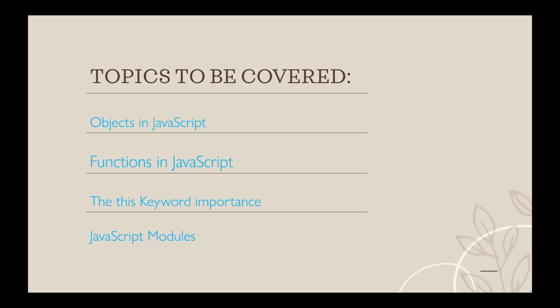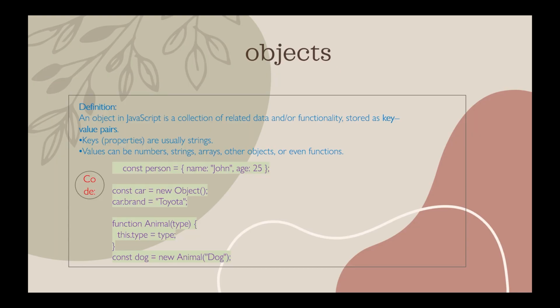And coming to objects, an object in JavaScript is a collection of related data and is stored as key-value pairs. Keys are generally strings. The values can be numbers, strings, arrays, other objects, or even functions. Here is an example of how we can declare objects, as shown in the code below. You can see here an object is created using curly brackets.